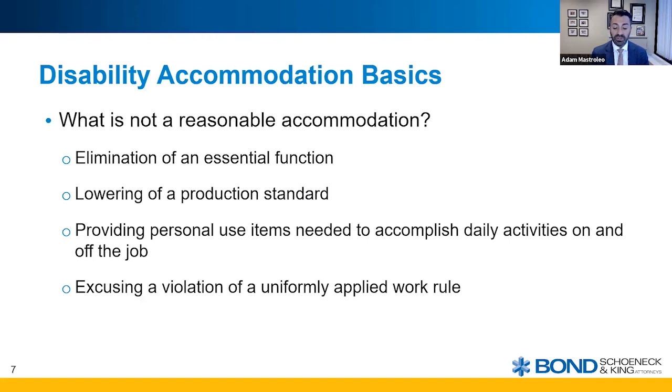Providing personal use items needed to accomplish daily activities on and off the job. So, for example, you don't need to provide an employee with glasses or a wheelchair, which are things that the employee would need both in their non-work life and in their work life. In addition, you would not have to excuse the violation of a uniformly applied rule to accommodate somebody with a disability.